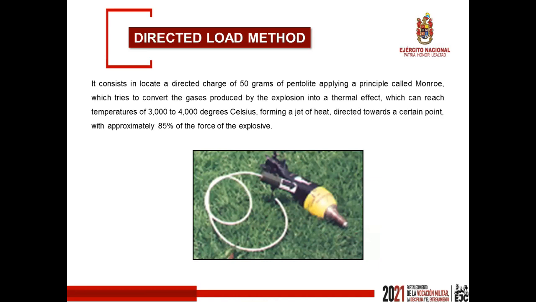The directed charge method consists of locating a directed charge of 50 grams of pentolite, applying a principle called the Monroe effect, which tries to convert the gases produced by the explosion into a thermal effect, which can reach temperatures of 3,000 to 4,000 degrees Celsius, forming a jet of heat directed towards a certain point with approximately 85% of the force of the explosive.